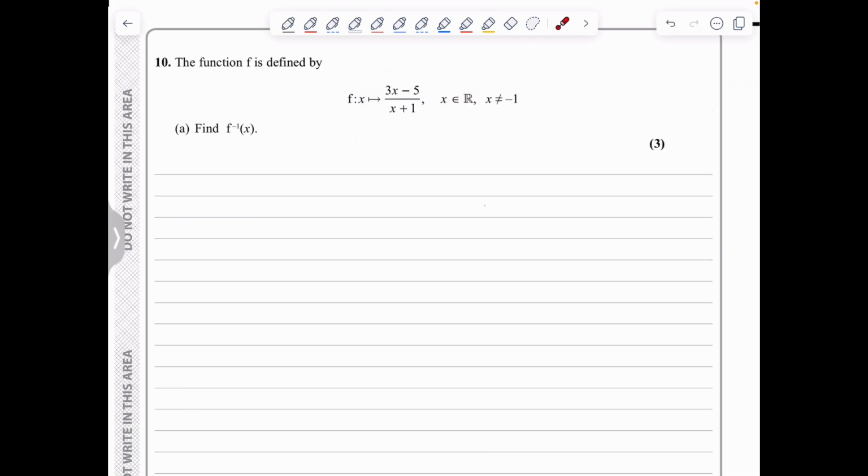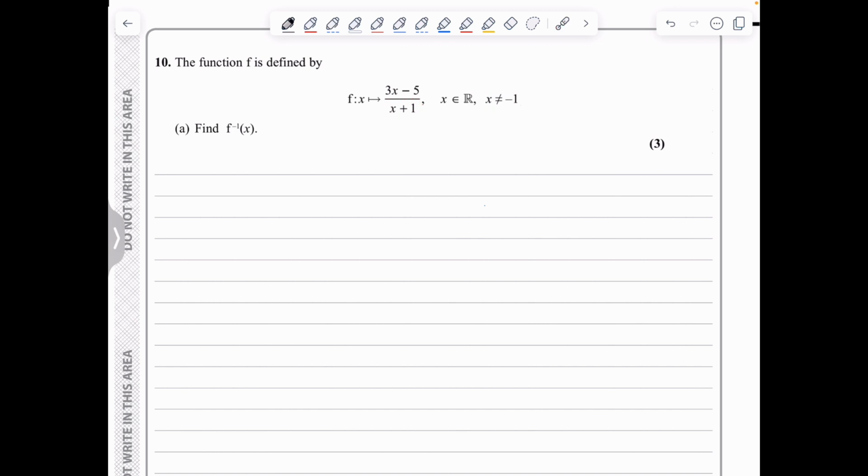In question 10, we've got the function f of x defined to be (3x minus 5) over (x plus 1) for x belonging to the reals, not being equal to -1, and we need to find f inverse of x. Well, before we start, let's remind ourselves that x cannot be -1 because this will lead to division by 0 and therefore an undefined value for f of x.